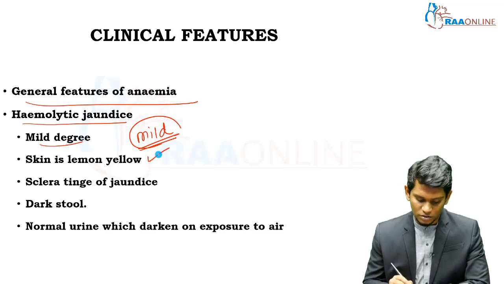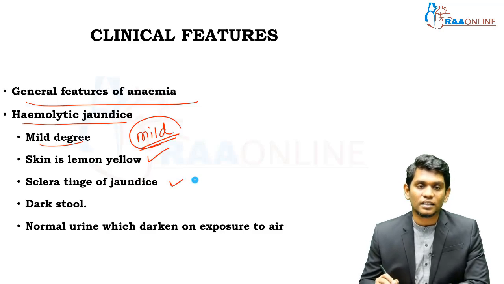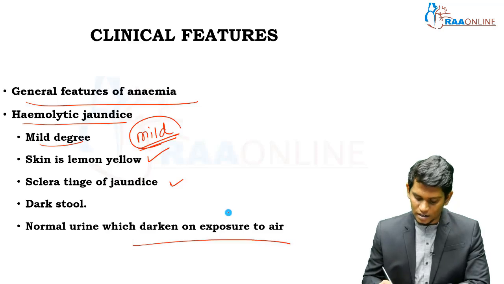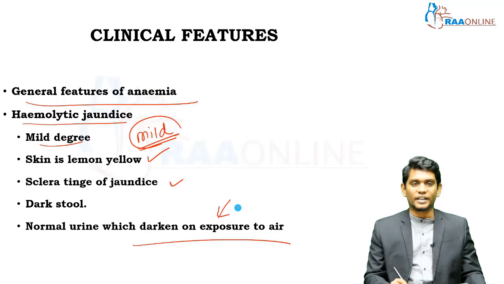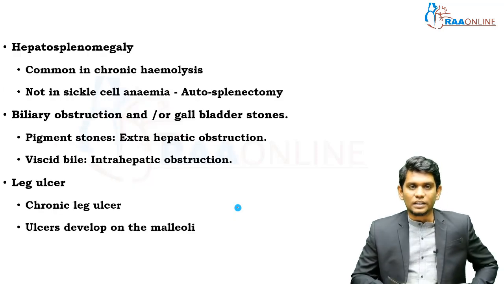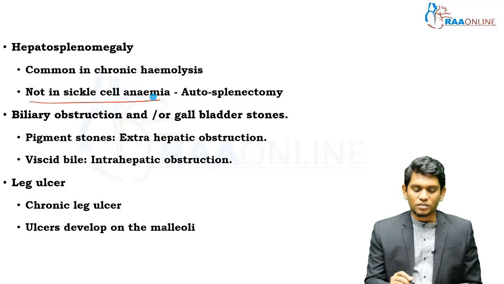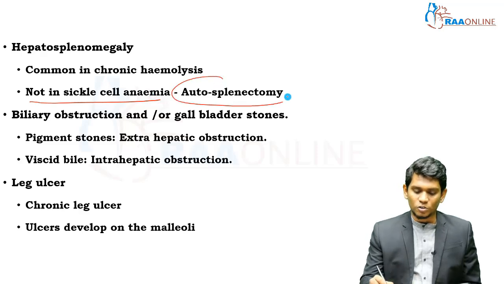Skin is lemon yellow because of jaundice. Sclera, that is tinged, because in the upper bulbar conjunctiva you see icterus. Then dark stools, because bilirubin is excreted through the stools. Normal urine, on exposure to air, will become dark in color because of this condition, hemolytic anemia. Then hepatosplenomegaly is seen in chronic hemolysis, and it is not seen in sickle cell anemia, which is an important condition to be discussed in hemolytic anemia, where there will be something called autosplenectomy.